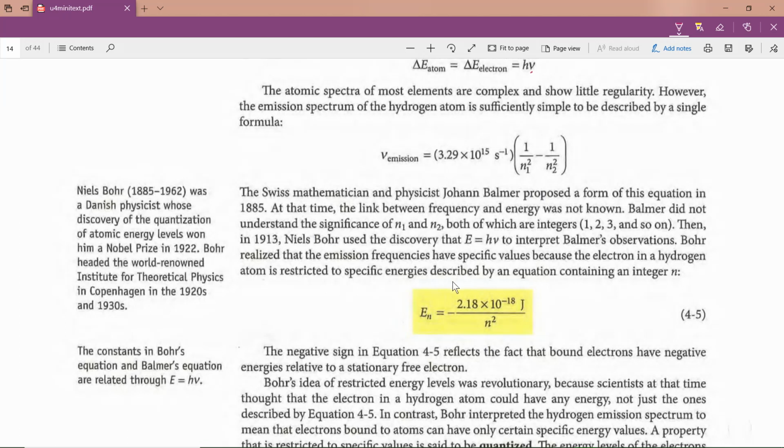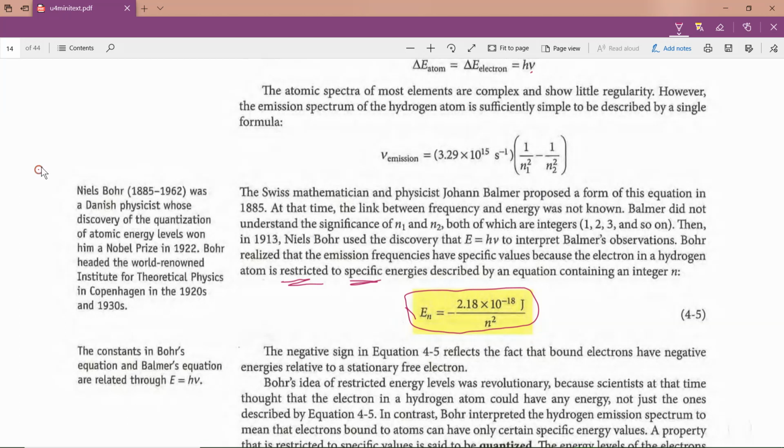But then Bohr, as we said, worked around that interpretation, and Bohr realized that the emission frequencies have specific values because the electron in a hydrogen atom is restricted. That's the big word, restricted to specific energies. And here's the equation. You don't have to memorize it. Minus 2.18 times 10 to the minus 18 joules over n squared.